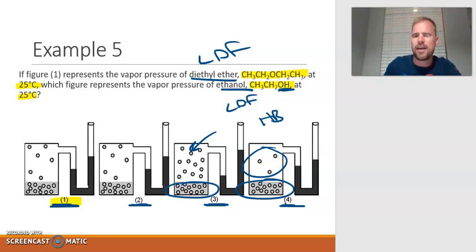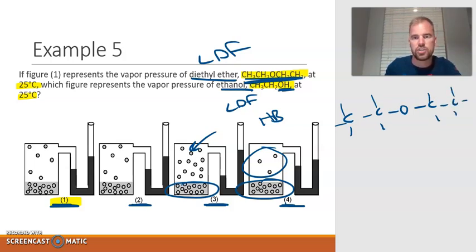What about diethyl ether? Look at structurally how it's put together. Is this one going to experience hydrogen bonding? It's not. Okay, think about how it's bonded. You've got your CH3 plus your CH2 plus your O, then your CH2 plus your CH3. You see how no hydrogens would be bonded to oxygen? So because of that, ethanol is stronger.